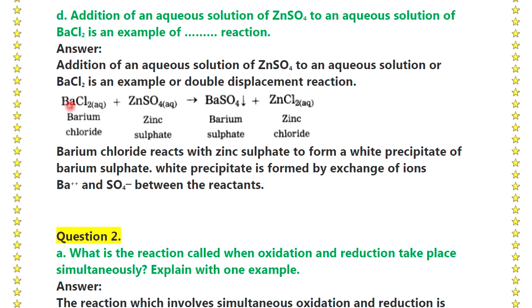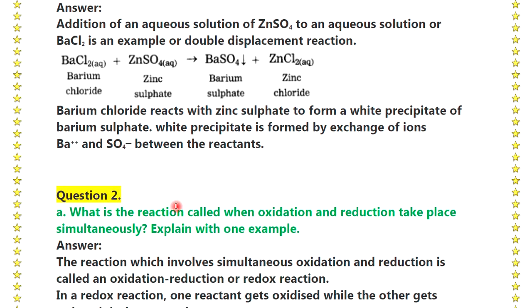Okay. So the reaction is BaCl2 in aqueous medium, that is barium chloride, plus ZnSO4 in aqueous solution, that is zinc sulfate, gives rise to BaSO4 precipitate. This symbol indicates the precipitation. Okay, that is barium sulfate, plus ZnCl2 in aqueous, it is zinc chloride. Barium chloride reacts with the zinc sulfate to form a white precipitate of barium sulfate. White precipitate is formed by exchange of ions Ba2+ and SO4 2- between the reactants.